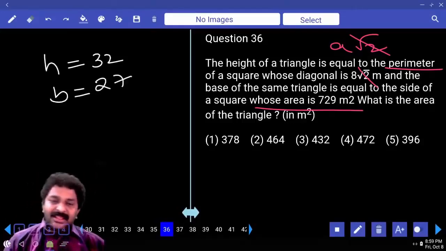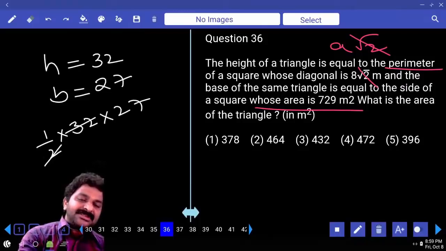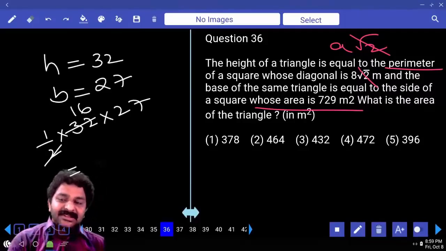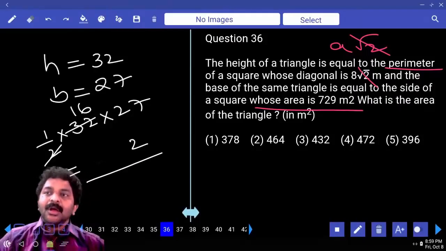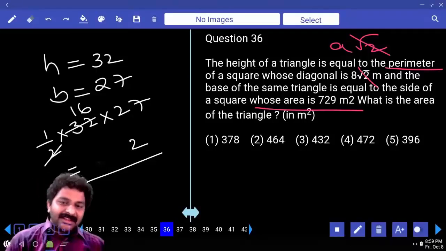What is the area of the triangle? Triangle area is half base into height. 2 how many times? 16 times. Last digit verification. 6 into 7 ends with? How many options are there? But 27 is there. Interesting number.